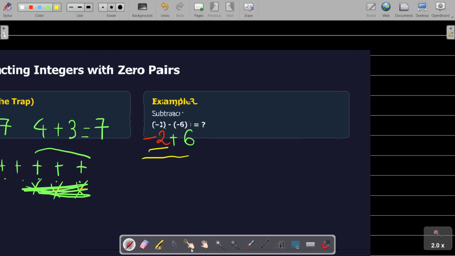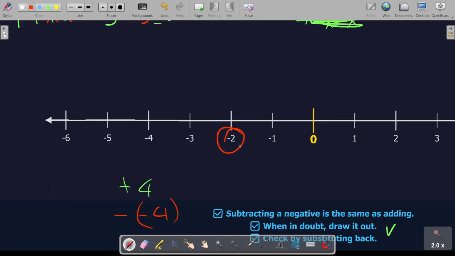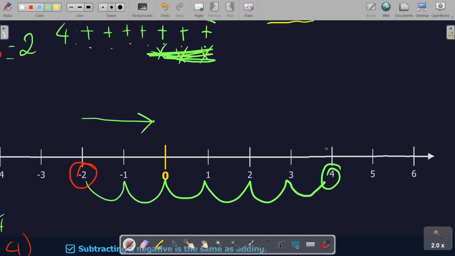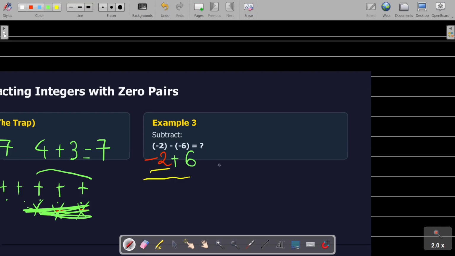Let's actually do this visually on the number line. So we're going to find negative 2, and then because we're adding, let's move to the right. Remember this, guys? New old habit. Positive means right. Negative means left. Let's move together. We need to jump 6 times, 6 steps together. 1, 2, 3, 4, 5, 6. We land at 4. Let's write our answer right there.